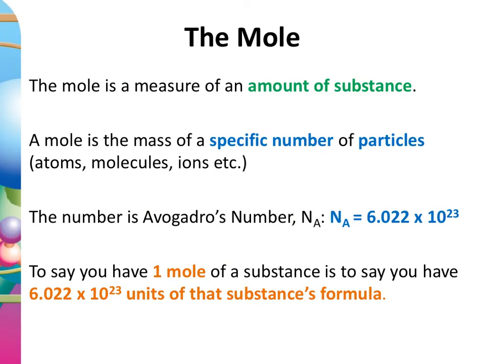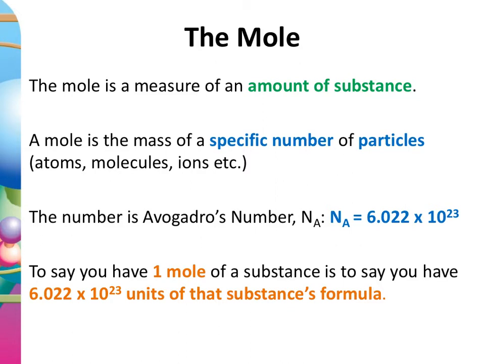So before we go any further with MR, we have to make sure that we understand what this concept, the mole, is. The mole is a measure of an amount of substance, and it refers to the mass of a specific number of particles. So if we say we have a mole of something, then we know exactly how many particles of something we have. It's no different than saying a pair of socks, or a dozen eggs, or a ream of paper. A pair of socks is 2 socks, a dozen eggs is 12 eggs, and a ream of paper is 500 sheets of paper.